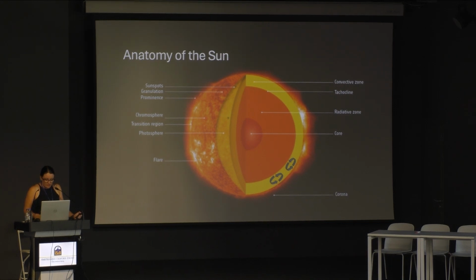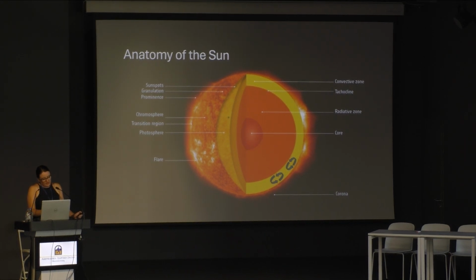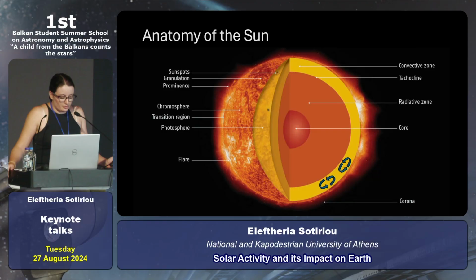Next, well, in this zone here, due to these convective turbulent motions, and also due to the differential rotation of the Sun that we talked about, happens the generation of the solar magnetic field.